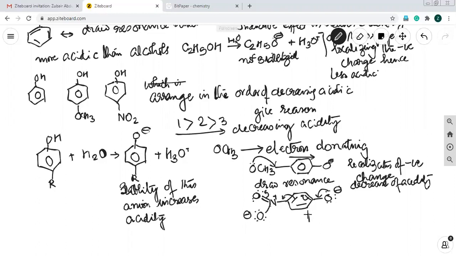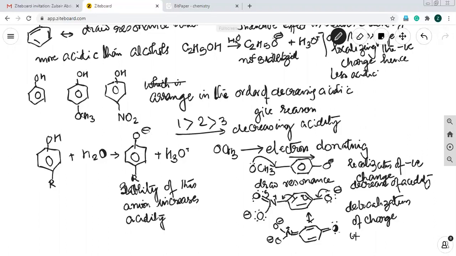Okay. So you can draw this resonance structure in this fashion. See here. N, O minus, O minus, N with a positive. Here, double bond, O. Okay. So, delocalization of charge. Delocalization of charge. And hence, increased acidity.